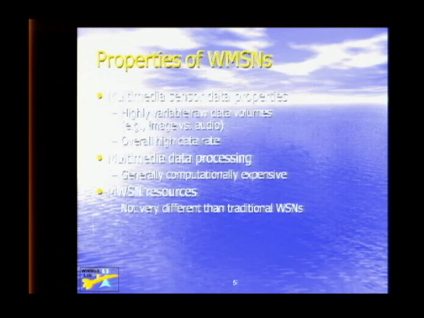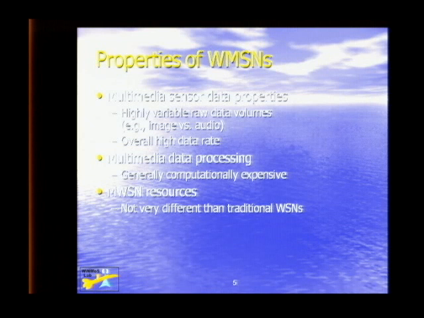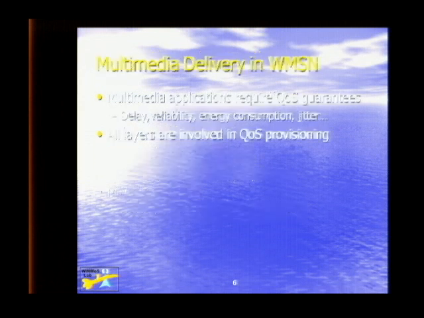The properties of wireless multimedia sensor networks include, for example, highly variable raw data volume. If you compare images and audio, you can easily see the difference in the amount of data generated by those two sources. But in general, there is an overall high data generation rate. Multimedia data processing is generally considered computationally expensive, so we want to do something about that. And resources are not very different from those of regular wireless sensor networks. So here is yet an additional set of requirements.